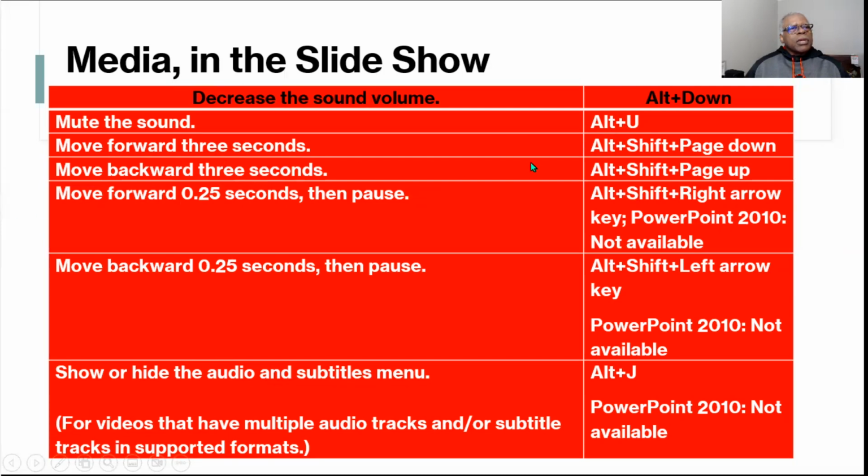If you want to make a cut, you can advance and go backwards without having to start and stop the program. It'll move it in increments. Same way with Alt J on the subtitles. That's good stuff there.